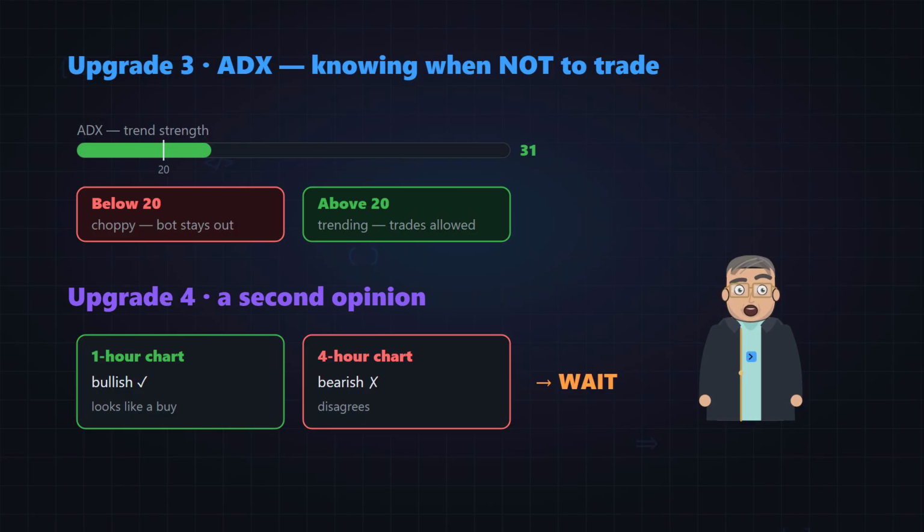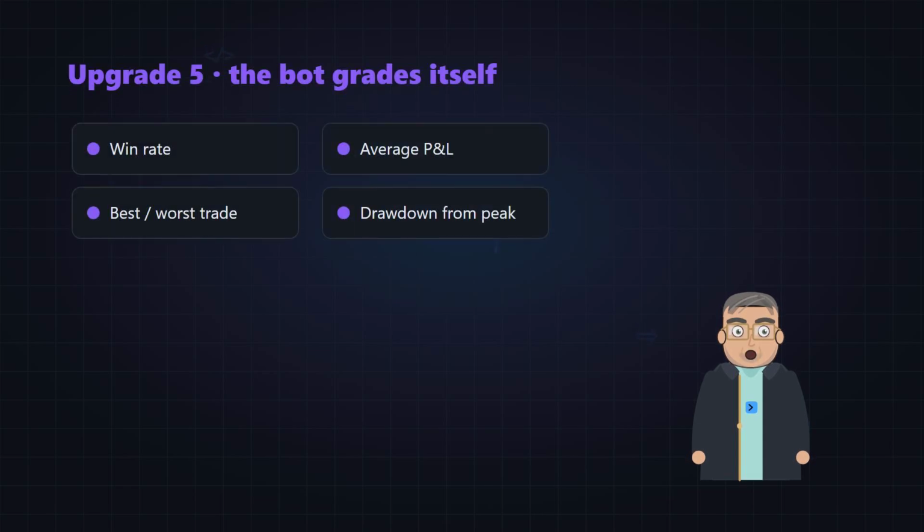Number 4 is a multi-time frame check. Even if the 1-hour chart looks great, the bot looks at the 4-hour chart as a second opinion, and if those disagree, it waits. Number 5, the bot grades its own homework.